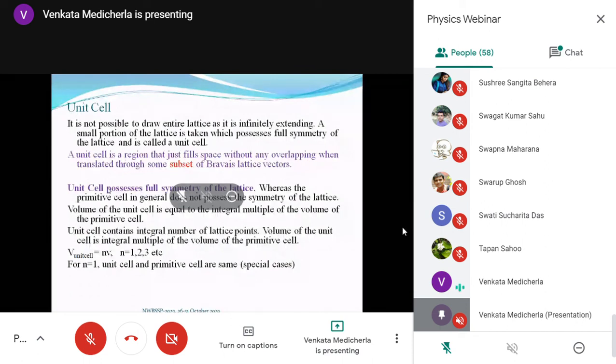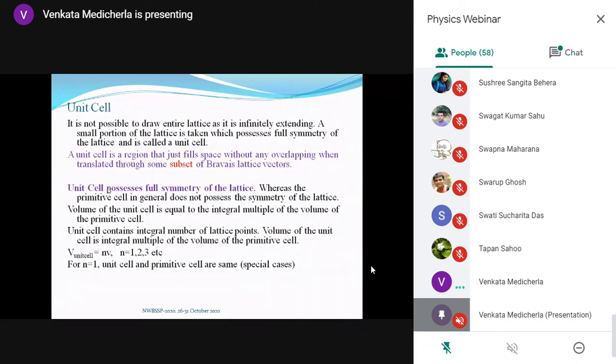Okay. So now, what is the relation between unit cell and primitive cell? The volume of the unit cell is an integral multiple of the volume of the primitive cell, because the unit cell may contain more than one lattice point. If you want, I can tell you about a body-centered cube, for example. That unit cell has 2 lattice points, right? It will always contain an integral number of lattice points.